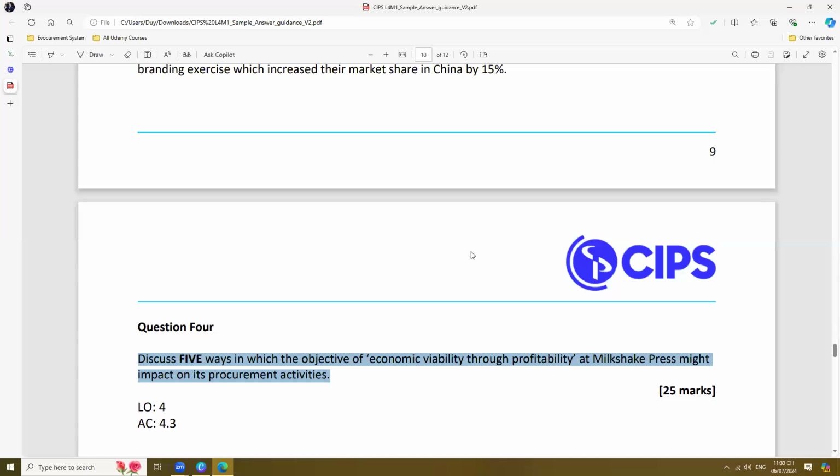So we want to get more profit. We want to get more profit. So what could be the impact on activities? Or what kind of pressure may be put on procurement? All right, so let's see.